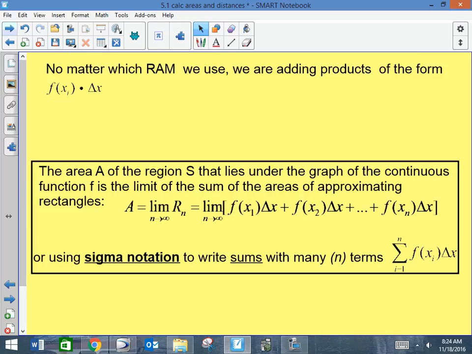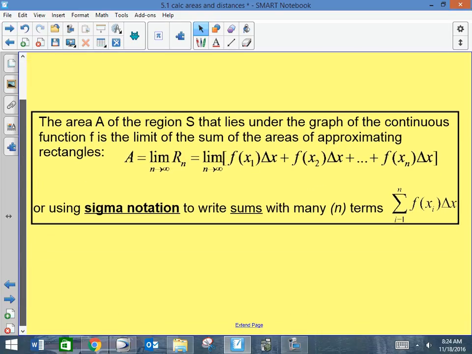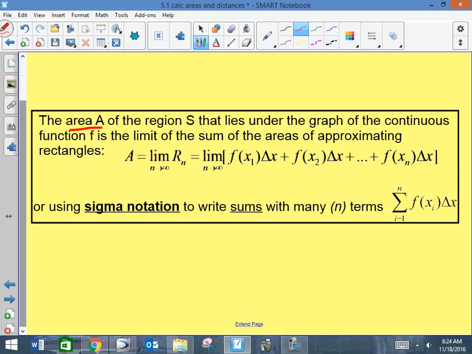All right, so eventually you need to get your calculator. No matter which method we use, we're adding products, where I said that, okay? The area of the region S that lies under the graph of the continuous function is the limit of the sum of the areas. Now, we aren't going to get into the limit yet. We're just going to do an approximation. So we'll revisit this, and then we can also look at that sigma notation. Did we do some sigma notation last year in pre-calc?